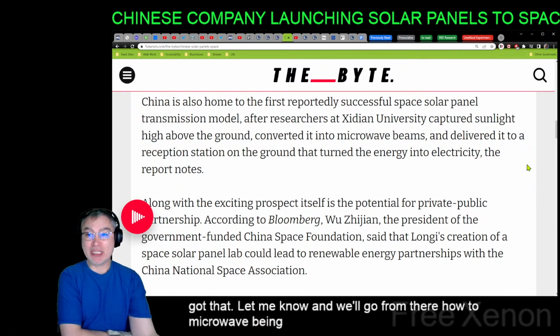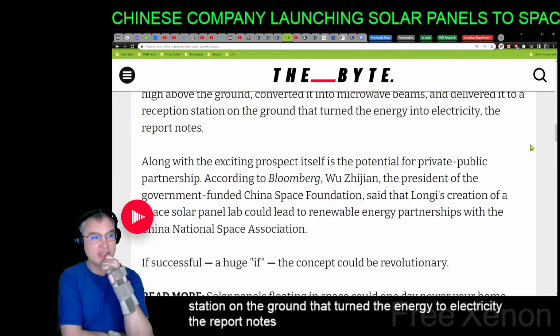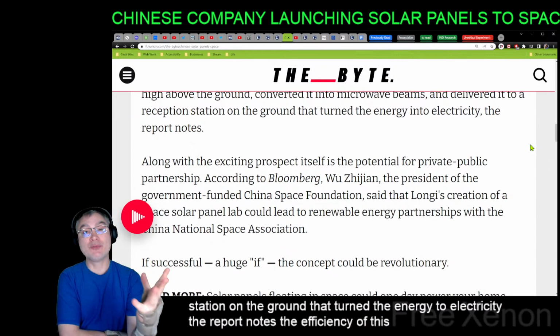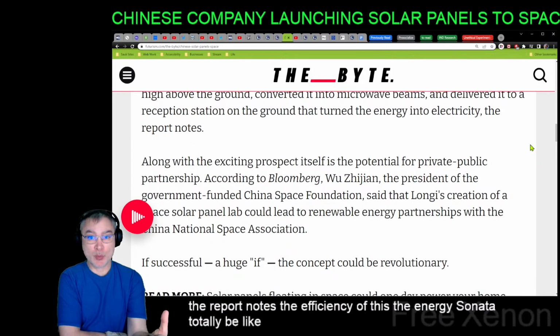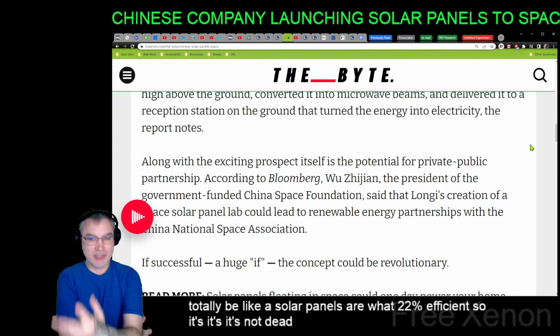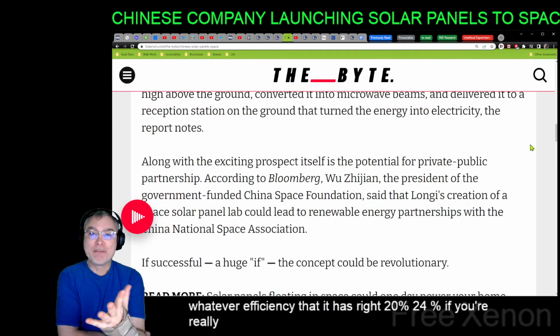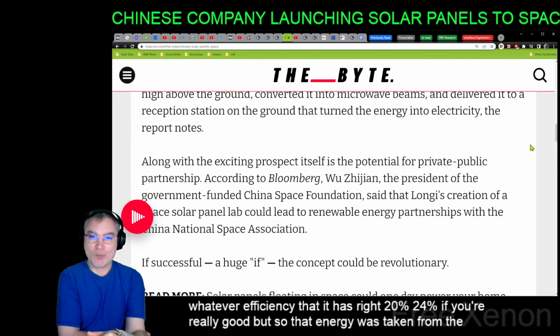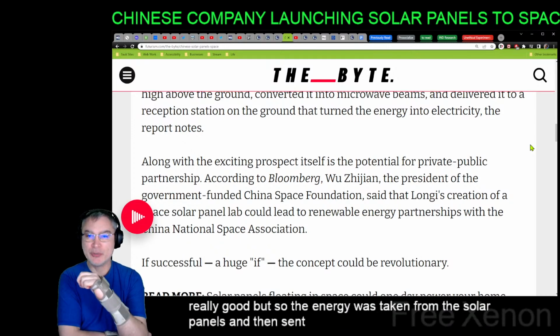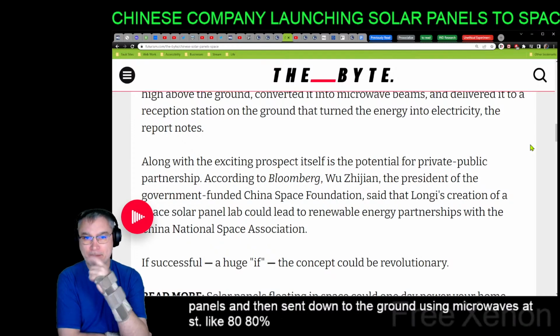Converted it into microwave beams and delivered it to a reception station on the ground that turned the energy into electricity, the report notes. I think the efficiency of this, of the energy, so not the total efficiency, like solar panels are what, 22% efficient, so it's not taking into account that efficiency, because that has whatever efficiency that it has, right? 22%, 24% if you're really good. But so that energy that's taken from the solar panels and then sent down to the ground using microwaves, I think it's like 80% efficient, 90% efficient in the beaming.